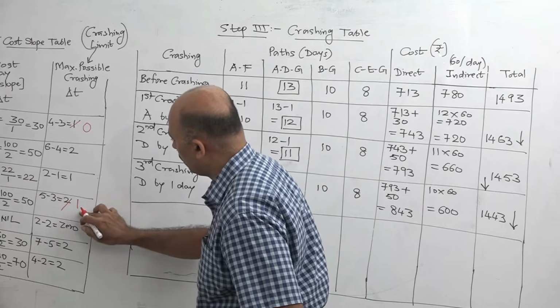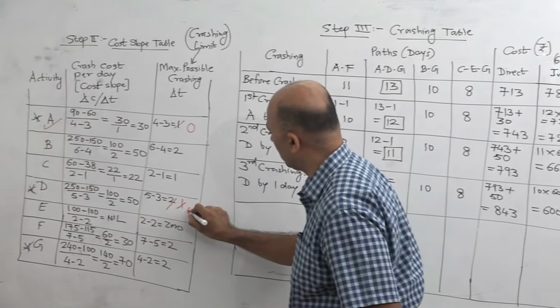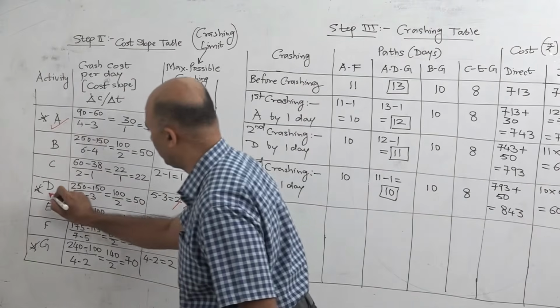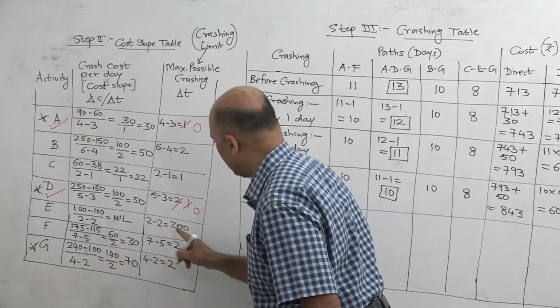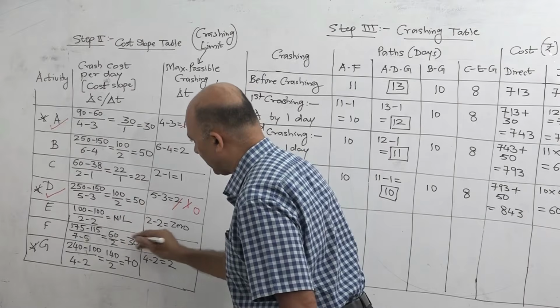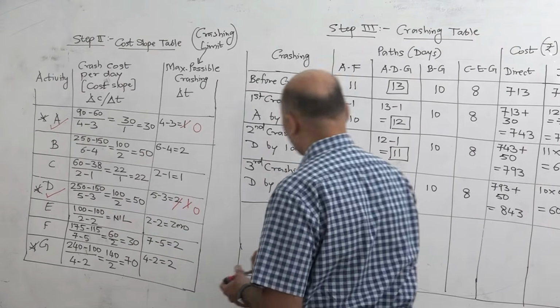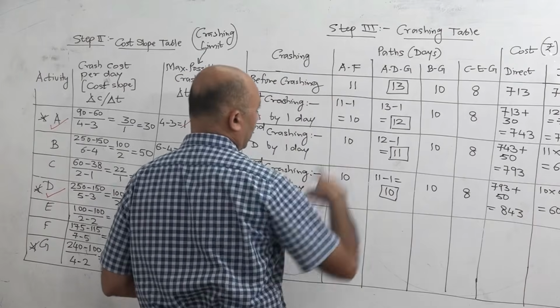Now D, 1 day was available, we have used that 1 day, so now it becomes 0. Now D cannot be crashed, now D is over. Okay. Activity E is nil and 0. Activity E cannot be crashed. Okay, so E also you should ignore now. Now see this table again.